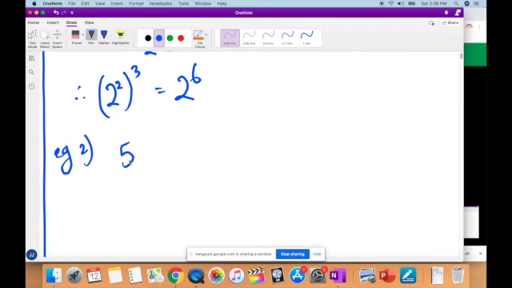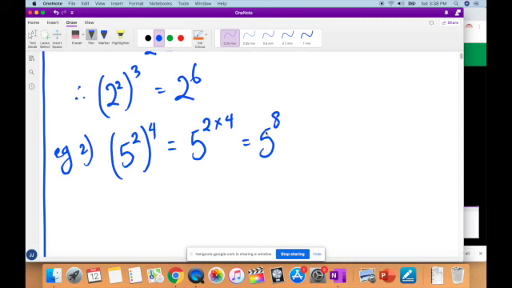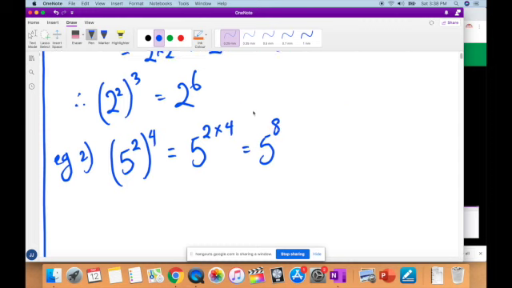So example 2. If I have 5 to the power of 2, all to the power of 4, that is what? 5 to the power of 8. You multiply the indices. 5 to the power of 2 multiplied by 4 is equal to 5 to the power of 8. You okay, Caitlin?